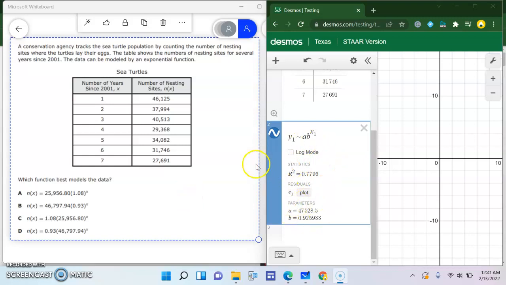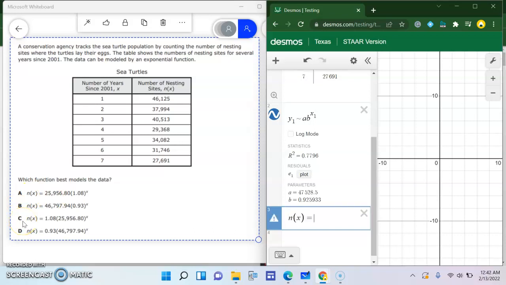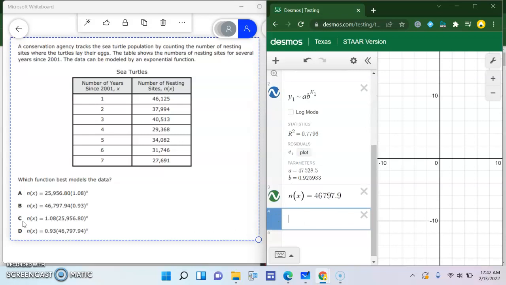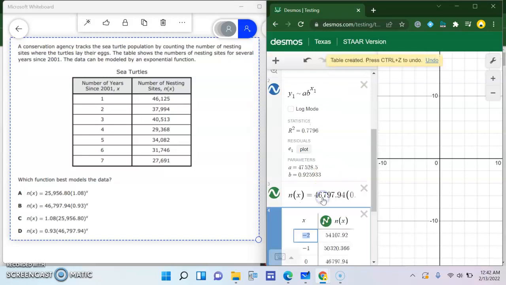So now that we have this information, we match it with the answer choices, and our answer was B. So we go here to number 3, and we're going to type in this B equation exactly the way it is. 46797.94 parentheses 0.93 to the x. After we have this information here, we're going to go up here to this little gear, and we're going to convert this to a table.